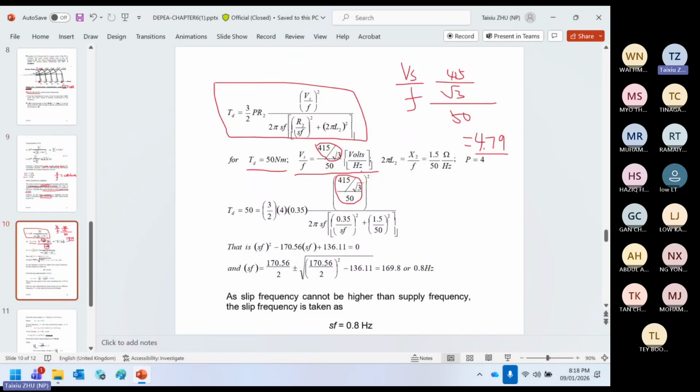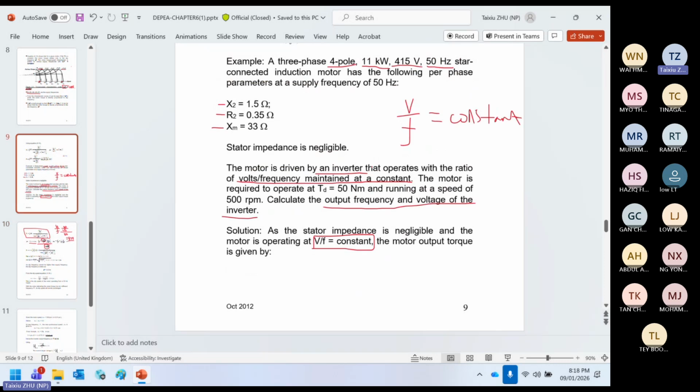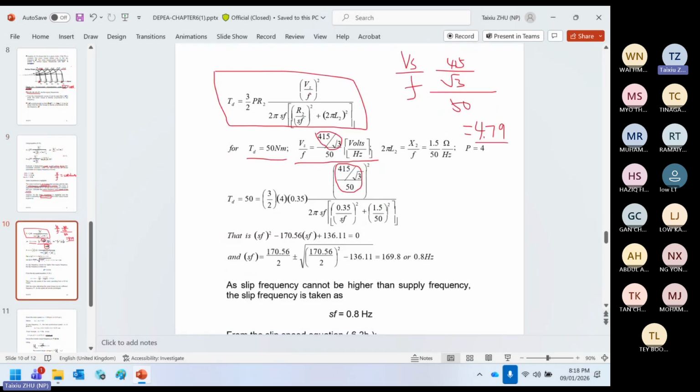R2 is how much? 0.35, also given. Then the ratio V_S over F, I get 4.79, which is this. Then divided by 2 pi, which is 3.14. Then times, this is interesting, SF. Now SF together is a variable, these are unknown. That means the slip times frequency together, we are going to solve as one variable.